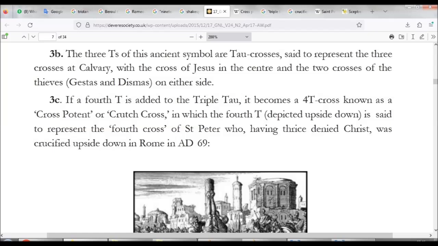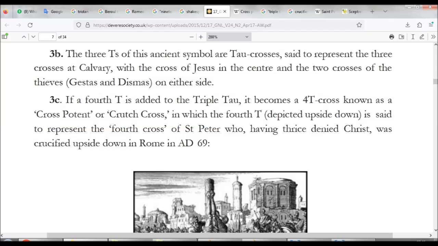So now the 4th cross. If a 4th T is added to the triple Tau, it becomes a 4T cross, known as a cross potent or crutch cross, in which the 4th T, depicted upside down, is said to represent the 4th cross of St.